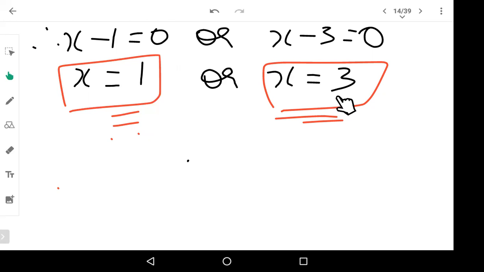I hope everybody understood this problem. Anybody has doubt here? Can we go to the next problem?